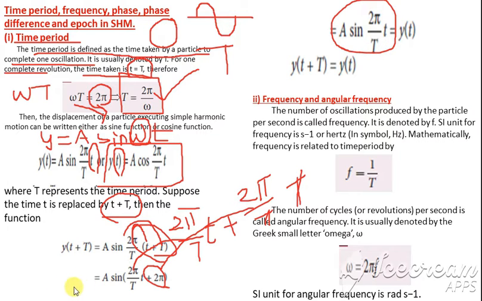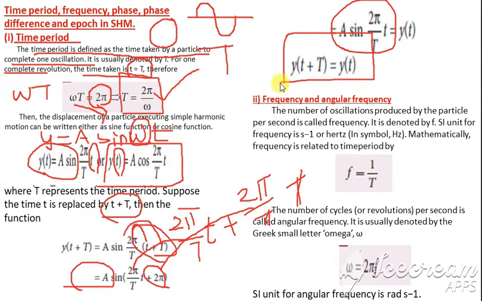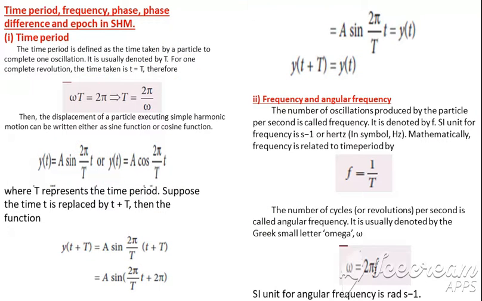So when you see here, this is y of t plus T and this is y of t. Both the values are the same, is it not? So we can write y of t plus T is equal to y of t. So the time period is the same wherever the displacement is. Whenever you change, it will remain the same.